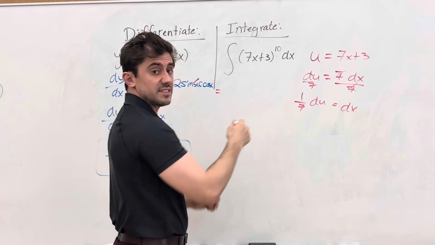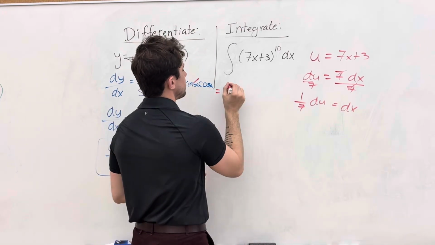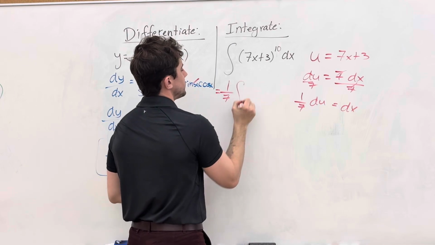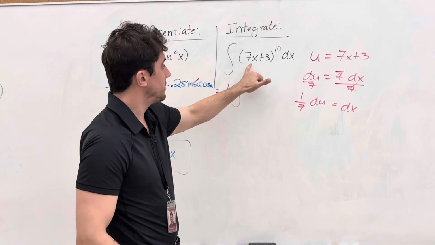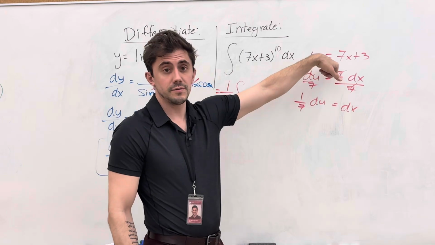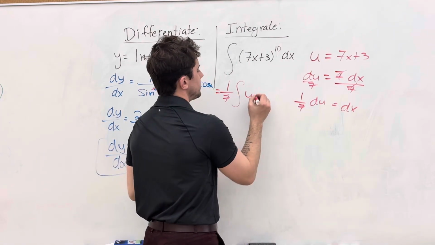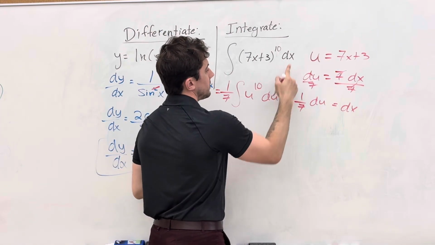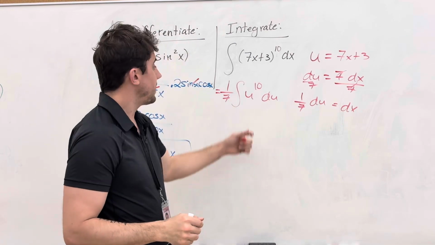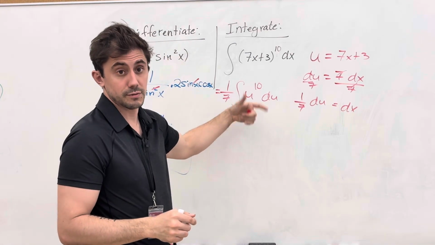The 1/7 is a constant. I'll pull that outside the integral. So let's do 1/7 times the integral over. Now, all we have inside is 7x plus 3. That's what our u substitution was. And so all we have is u to the 10, and then times our new differential du. And now we're set to evaluate this integral with respect to u.